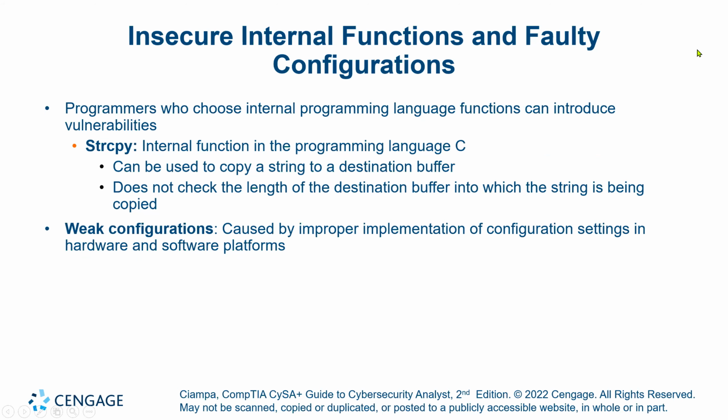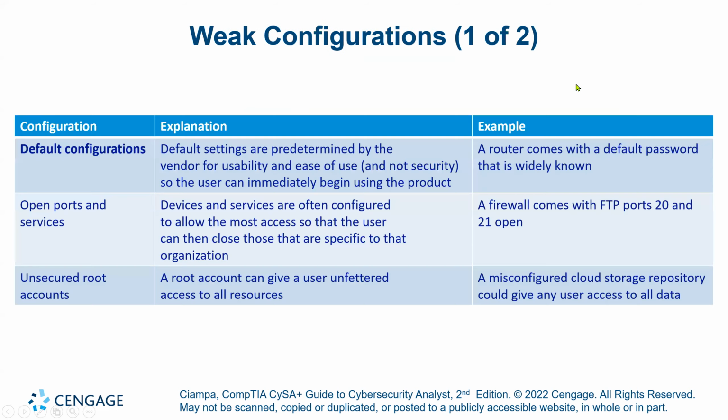Insecure internal functions and faulty configurations. Programmers who choose internal programming language functions can introduce vulnerabilities. strcpy, an internal function in the programming language C, can be used to copy a string to a destination buffer, but it does not check the length of the destination buffer into which the string is being copied. Weak configurations are caused by improper implementation of configuration settings in hardware and software platforms.